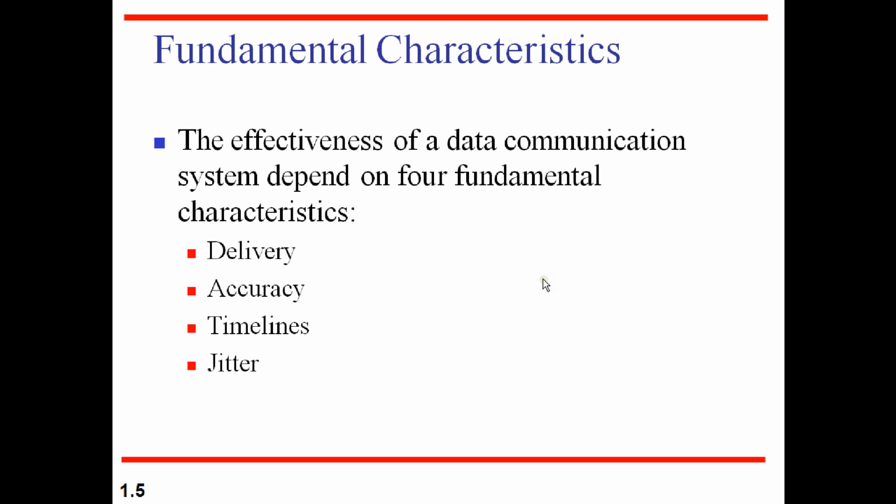Before we see how data communication is made over networks, let us know the fundamental characteristics of data communication. The effectiveness of a data communication system depends upon four fundamental characteristics: delivery, accuracy, timeliness, and jitter. Delivery refers to the data being delivered to the correct destination and the correct user. Accuracy: the communication system should deliver the data accurately, without being prone to data errors during transmission.